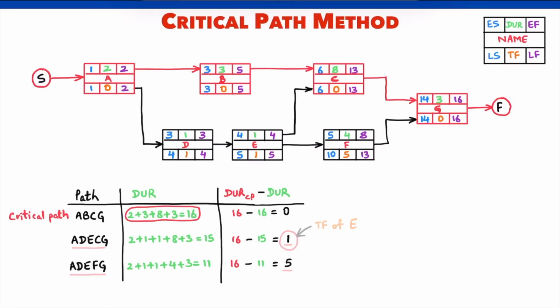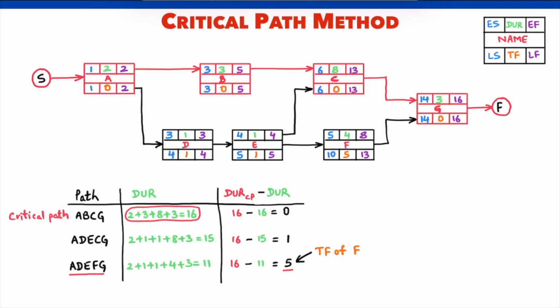Simple. Let's take one final example. Activity F. It belongs to the path A, D, E, F, G, for which the gap is 5. The total float of F is 5 days.